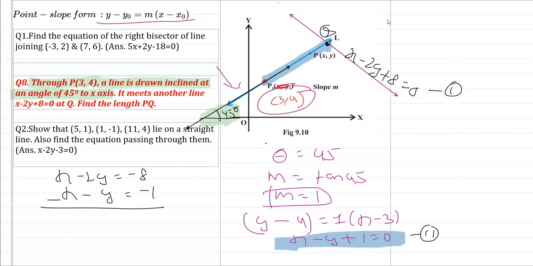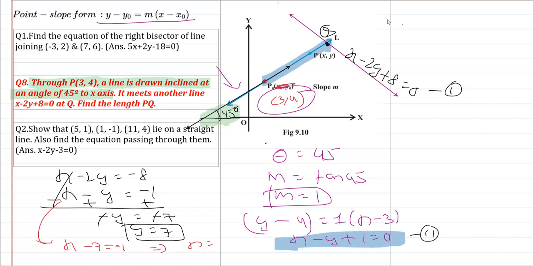So I'll do elimination: minus, plus, and the x terms get cancelled. So we have minus 2y plus y, that is minus y, and on this side minus 8 plus 1, that is minus 7. So we got y as 7. Once we get the value of y, we can plug it into any of these equations, say over here. So x minus 7 is equal to minus 1, which implies x is equal to minus 1 plus 7, that is 6. We get this as 6.